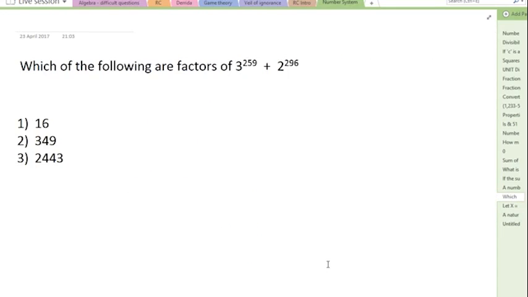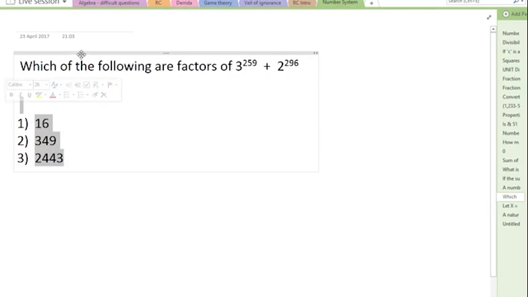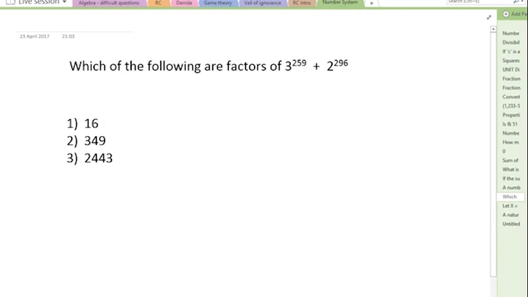So which of the following are factors of 3 to the power 259 plus 2 to the power 296? I'll move the options a bit to the right, just to give it a second. Yep. Which of the following are factors of 3 to the power 259 plus 2 to the power 296? Not an easy question. The one thing you need to notice, these are big numbers. When you have big numbers, try and see what you can do with them, how they are related, and so on.